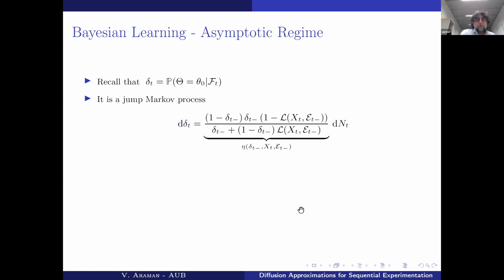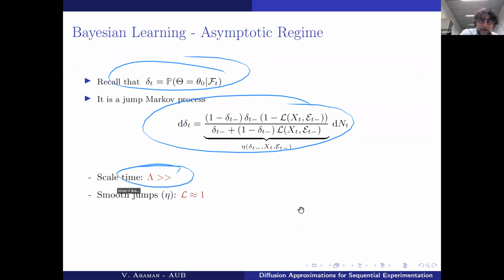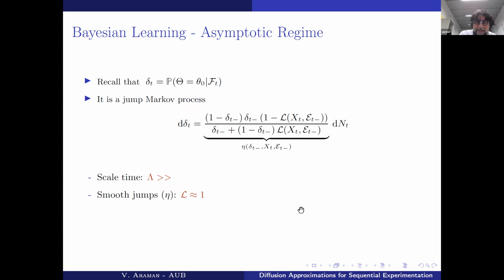So back to our problem. I have this belief process. I said it's a Markov process. And what I would like to do is to try to smooth out this jump so that I basically make it converge to a diffusion process. That's the approach. And so what I want is to scale the rate of the process here, like we scale in the central limit theorem, by n, and then we want to scale the space by square root of n. Here we're going to smooth out the jumps by letting L close to 1, right? And the size of the jumps are governed by eta. All right, that's the idea. Any questions?